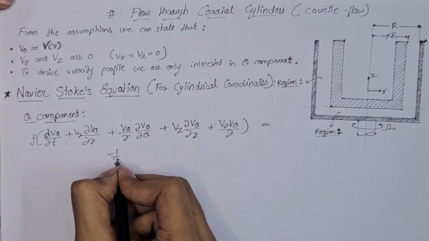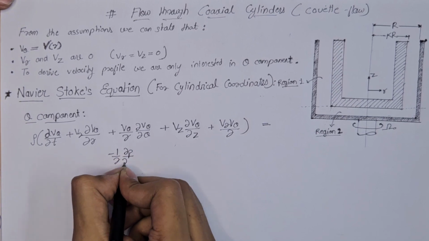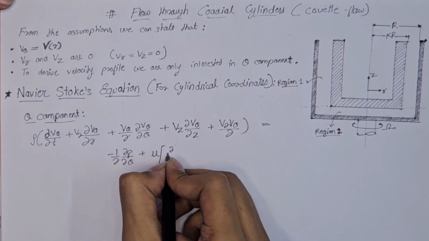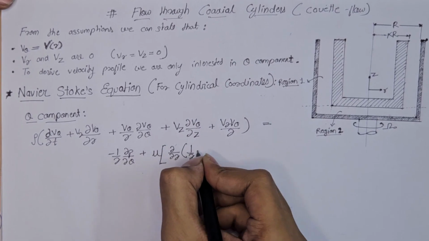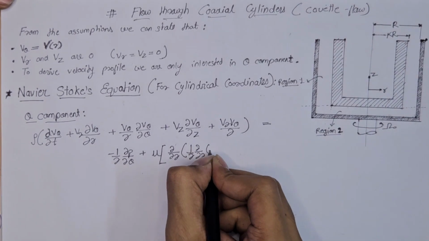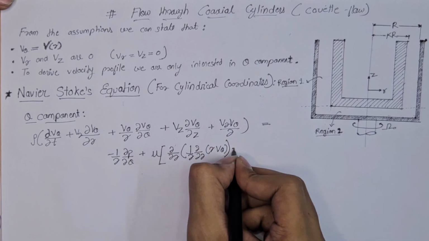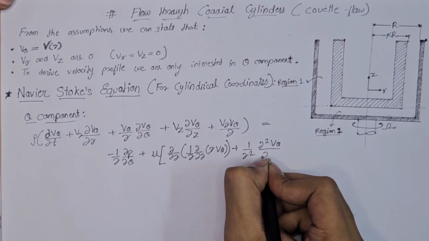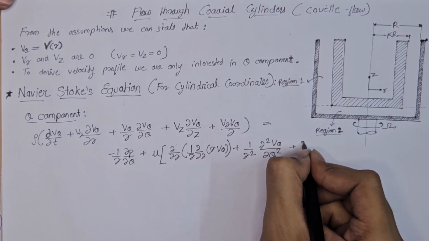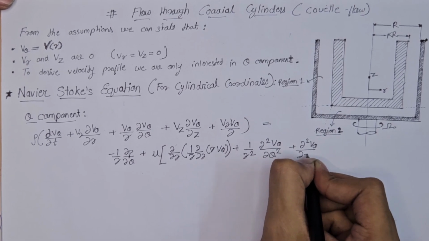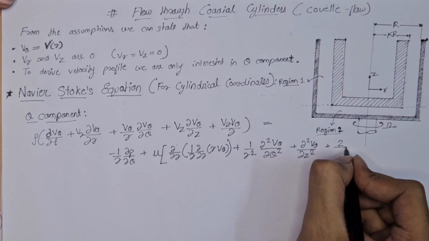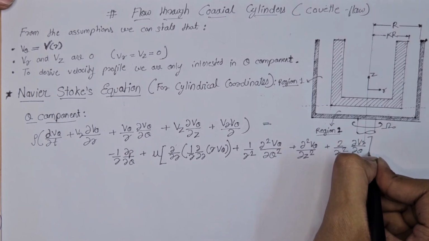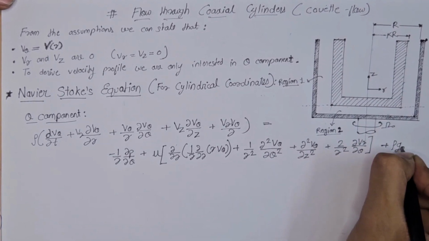minus 1 by r del p by del theta plus mu times square bracket del by del r of 1 by r into del by del r of r v theta, plus 1 by r square del square v theta by del theta square plus del square v theta by del z square plus 2 by r square del vr by del theta, square bracket closed, plus rho g theta.